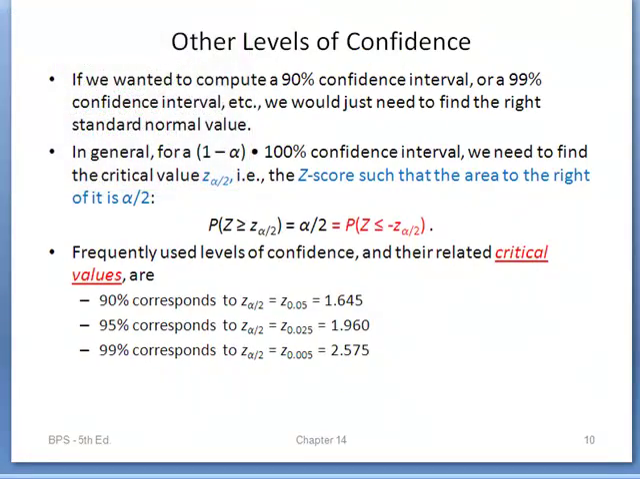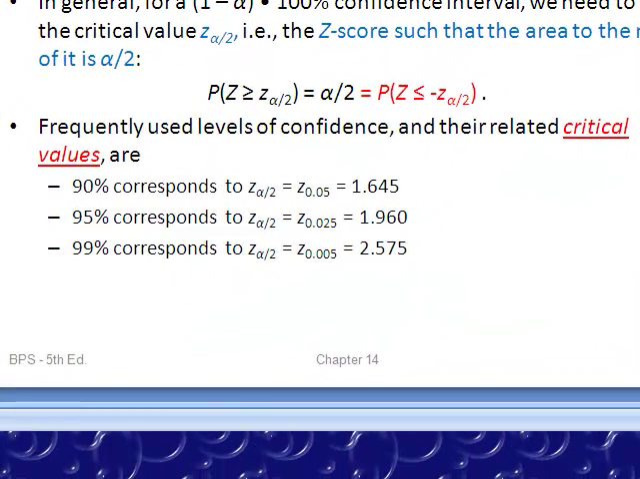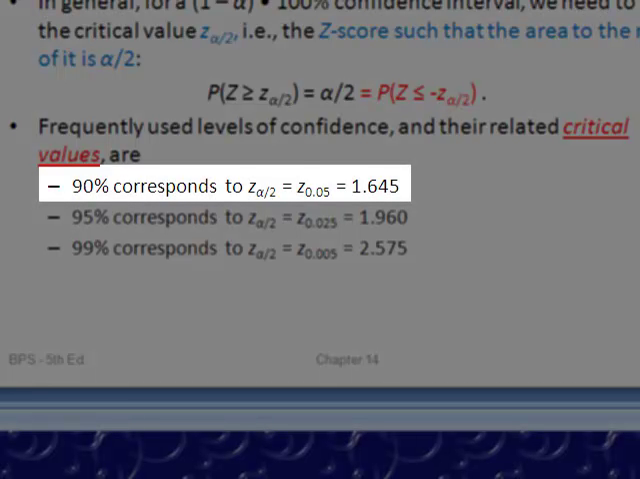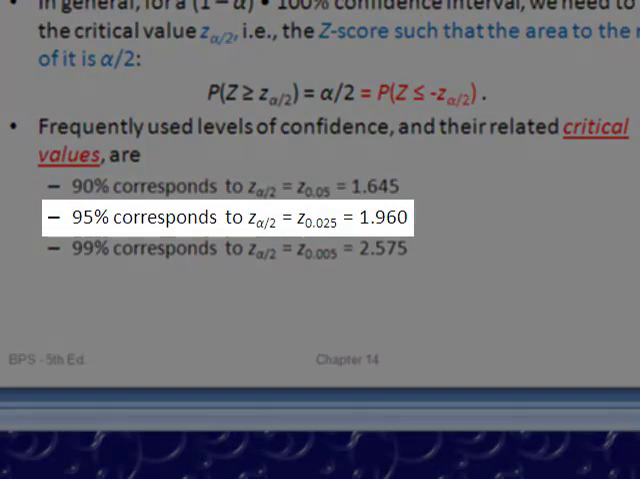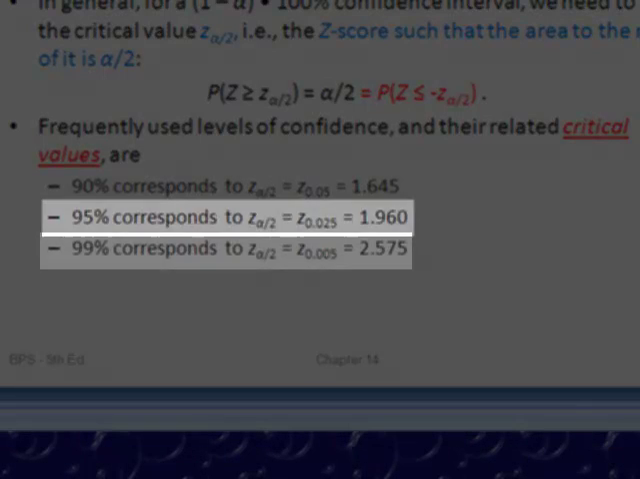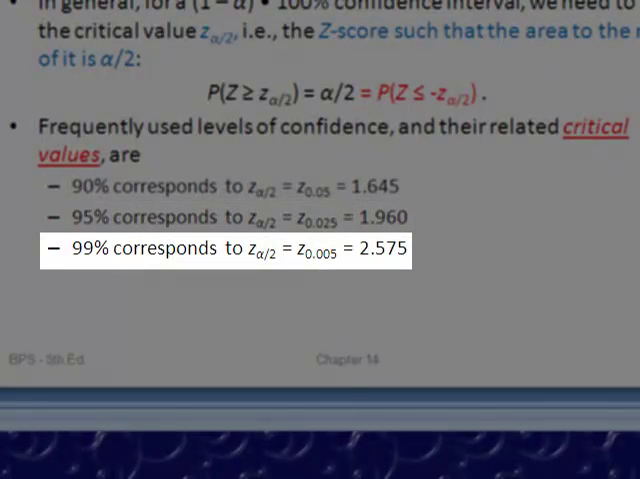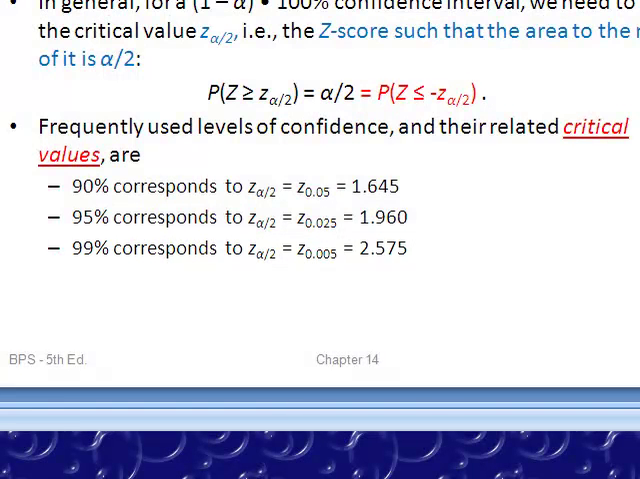So here are the critical values for the different confidence levels that are seen most commonly in real life. A 90% confidence interval has a critical value of 1.645. A 95% confidence interval, the critical value is 1.96. And the 99% confidence interval has a critical value of 2.575.